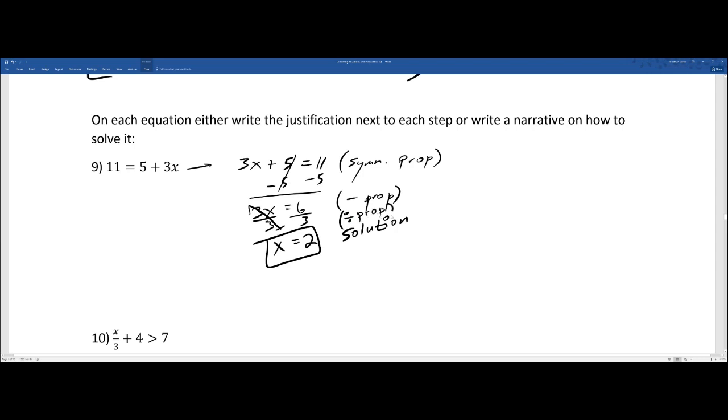So you might see something like this where on a test they'll ask you to solve for a problem, and you have to explain all your steps. Okay, here's my first step, second step, third step, and I got my solution. Now you could always double check your solution by plugging it back in. Okay, so this is again substitution.